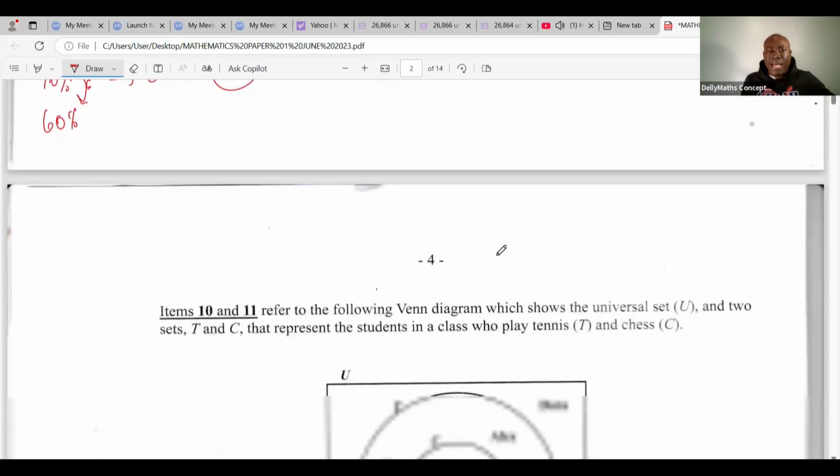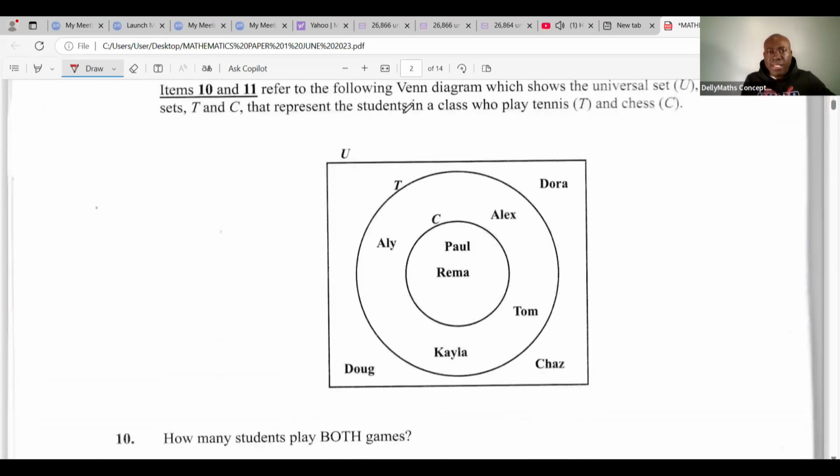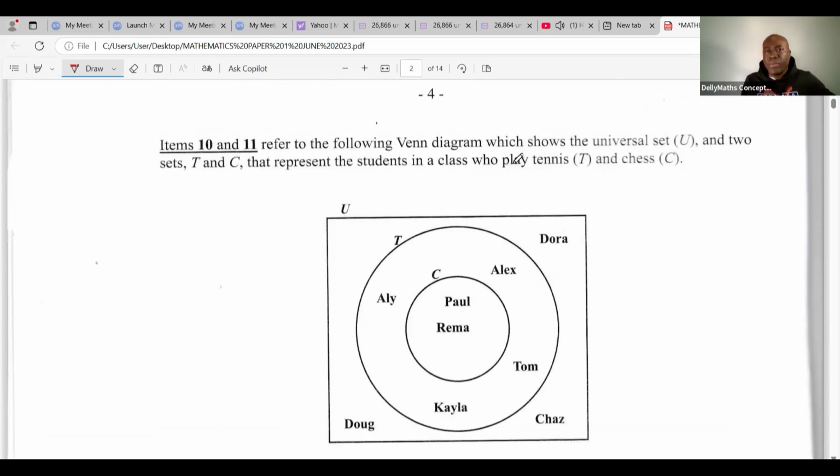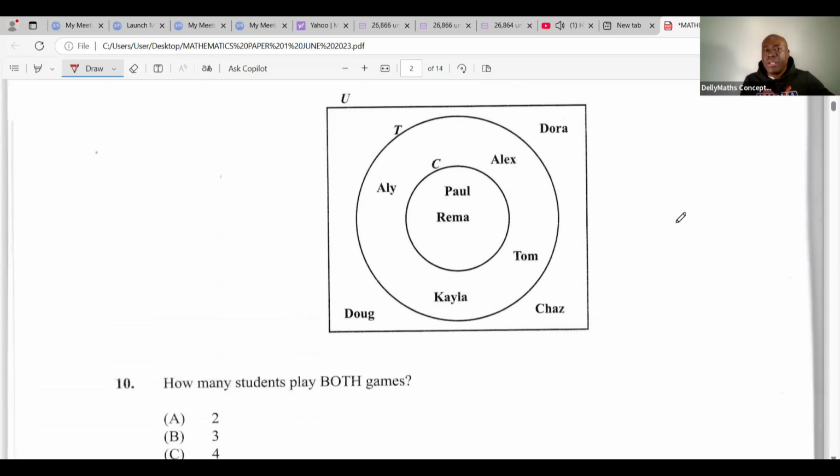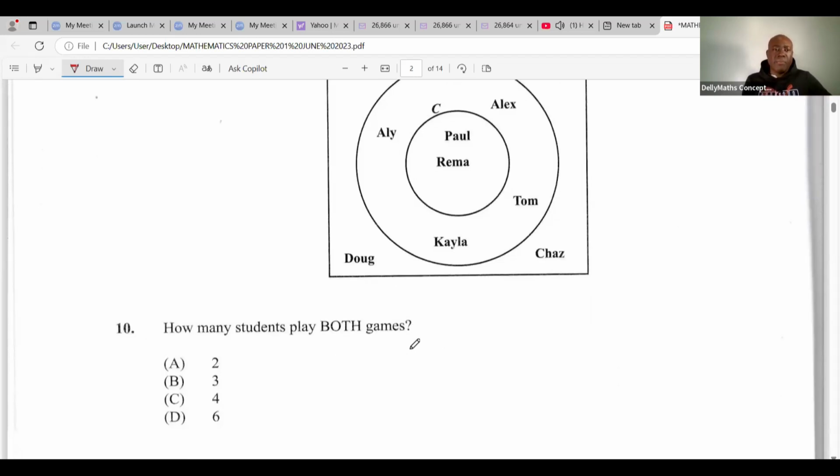Now let us look at this other set question here. It says, question 10 and 11 refers to the following Venn diagram, which shows a universal set U and two sets T and C that represent the students in the class who play tennis and chess. So we're looking at what we call a subset there, tennis and chess. Everybody in chess is a part of tennis, but not everybody in tennis is a part of chess. So we got to pay attention to that. Let's take a look at the question. It says, how many students play both?